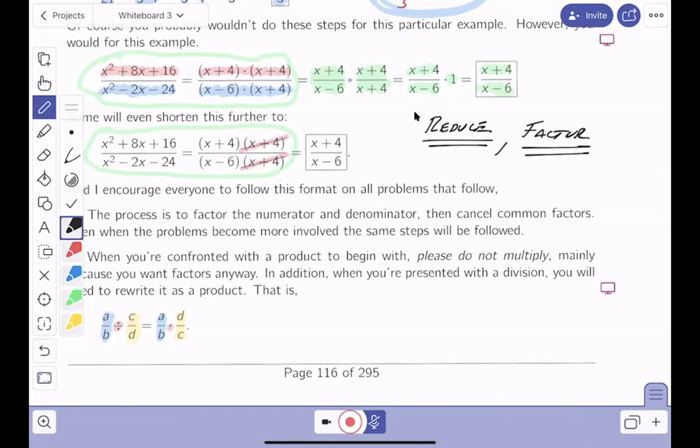All right. If there's any remaining multiplications that are easy or divisions that are easy, we'll certainly do that.